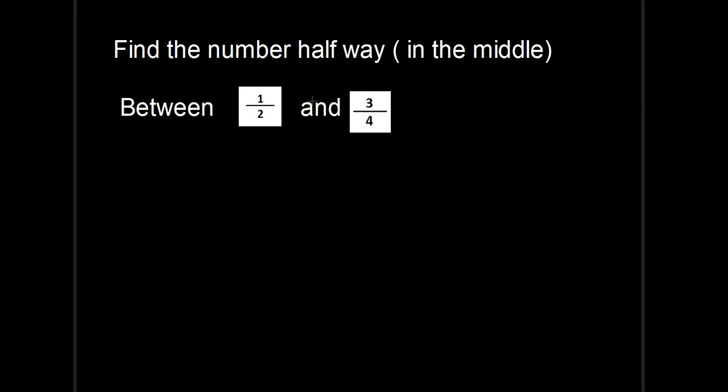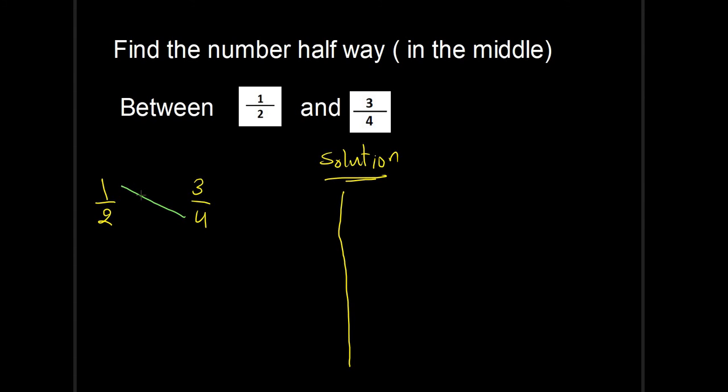Another example. Find the number halfway in the middle between 1/2 and 3/4. First we must decide which is greatest and which is smallest. Simply we make cross multiplication. 1/2, 3/4. We cross: 4 times 1 equals 4. From down to top, 2 times 3 equals 6. So 4 is smaller than 6. So 1/2 is smaller than 3/4. So 1/2 is the smallest.